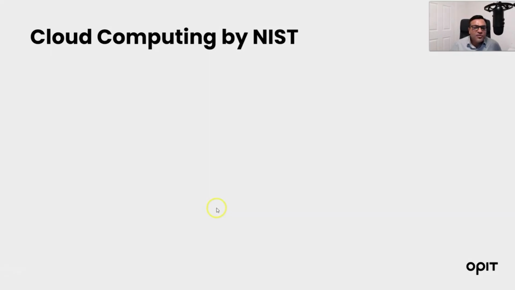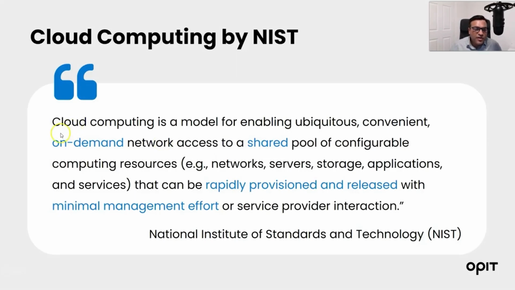Let's look at the formal definition by NIST, which is the National Institute of Standards and Technology. They define cloud computing as a model for enabling ubiquitous, that means everywhere, convenient on-demand network access to a shared pool of configurable computing resources that can be rapidly provisioned and released with minimal management effort or service provider interaction. So this definition seems complex, but there are so many things which they have actually summarized.